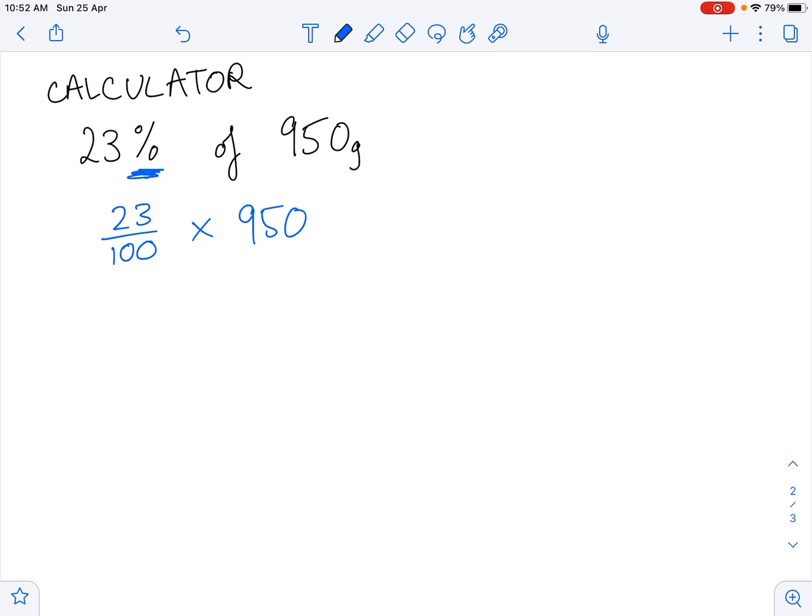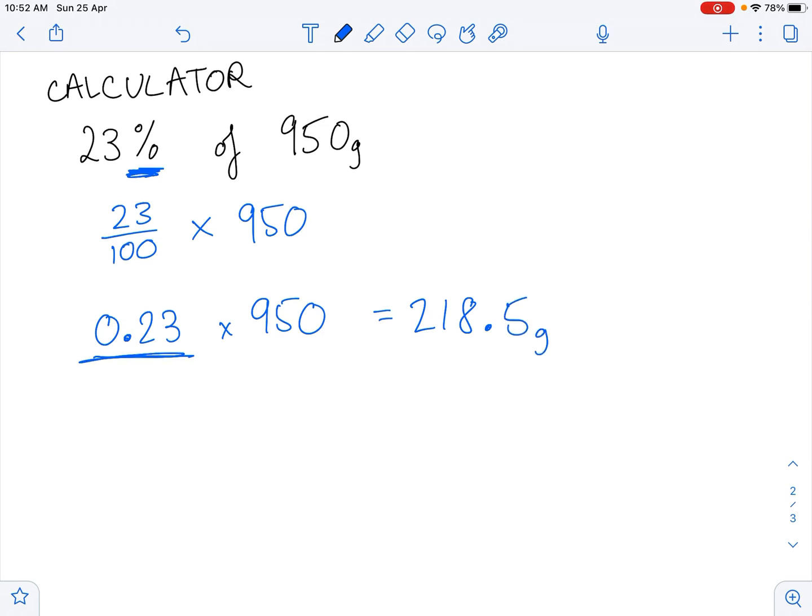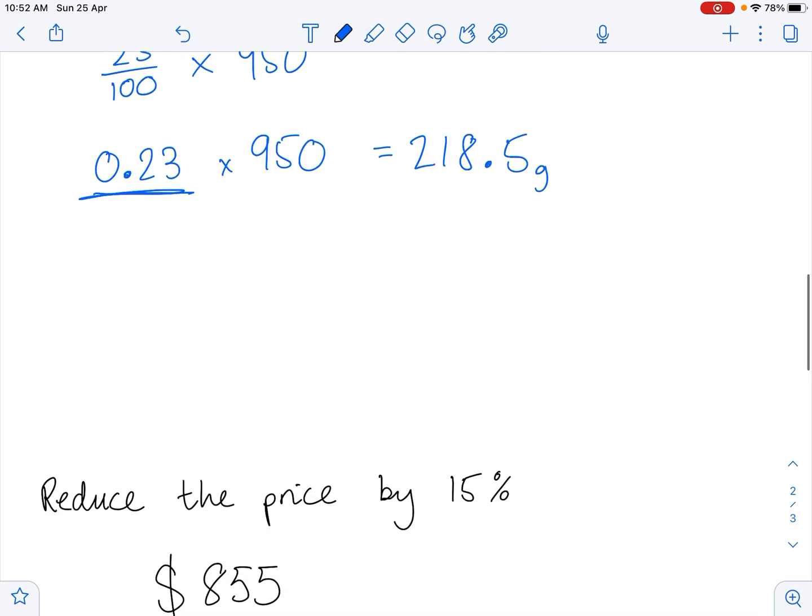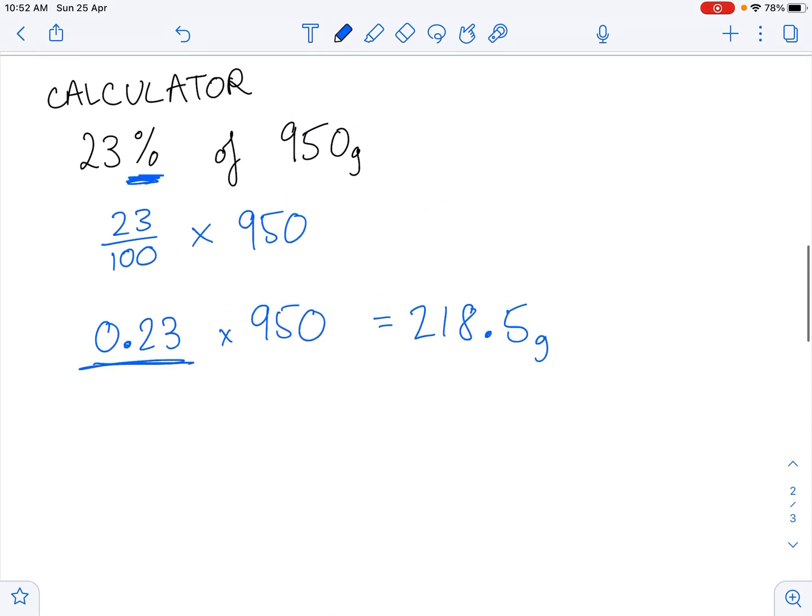The other alternative is to convert it to a decimal. And divide by 100, 23 divided by 100 is 0.23. Personally, I think this is a very useful technique. Decimals are much easier to deal with on a calculator. So 0.23 times 950, and we get 218.5 grams we were dealing with there. So that's how to find a percentage of an amount on a calculator.